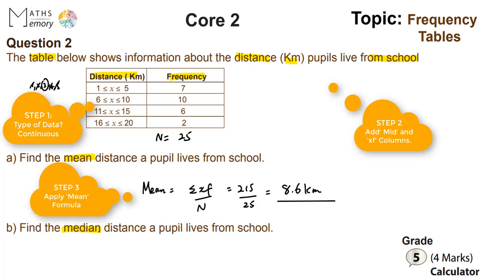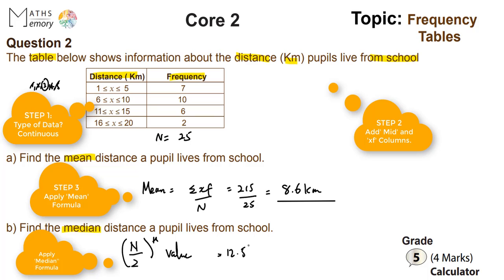It's not the median from a list of data, but we still use this little formula, n over 2. n is going to be 25 here. 25 divided by 2 gives you your 12.5 value. So it's like if you had 25 pupils listed up in a row, you would find the middle value, which is the 12.5th value. Where does that person live?